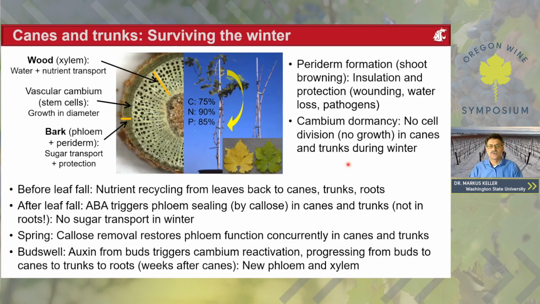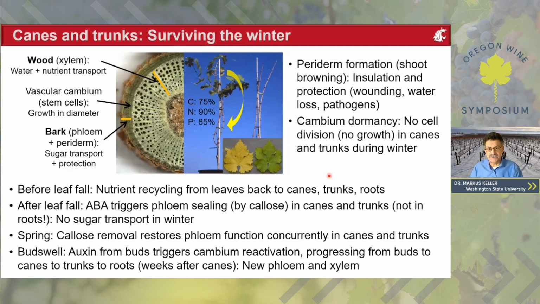Then, surely, a little bit later, the leaves will start to fall off. But before they do, they recycle their nutrients. Grapevines, like other plants, are very economical plants. They don't just waste compounds that they have previously produced. So they will recycle their nutrients back to the canes, back to the trunk and the roots.